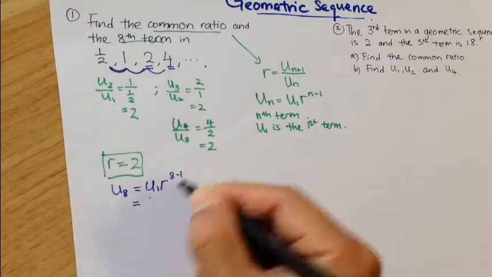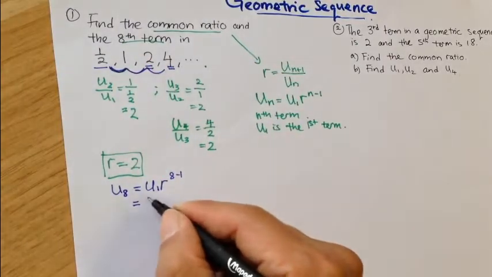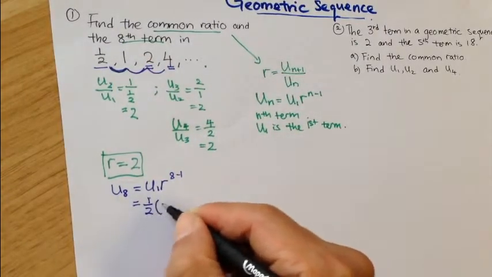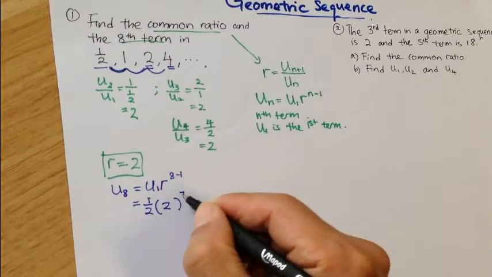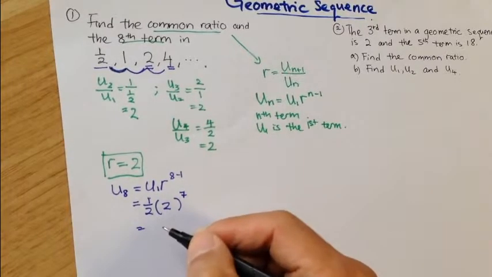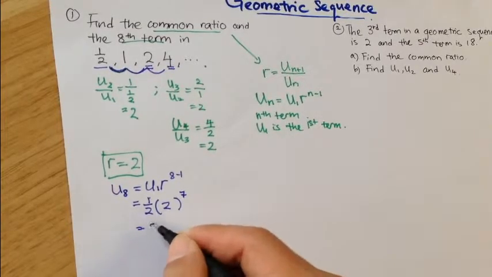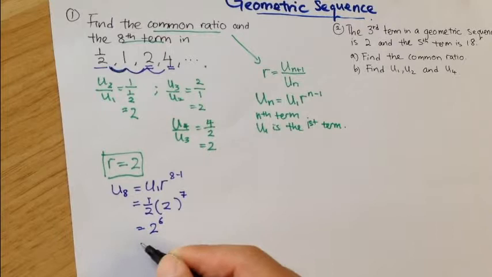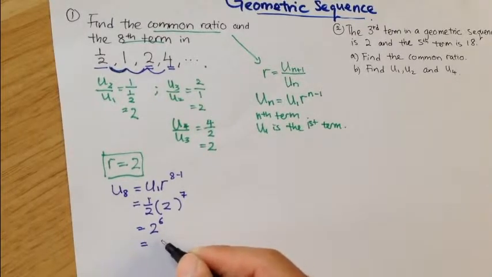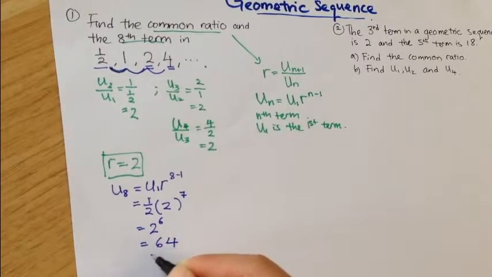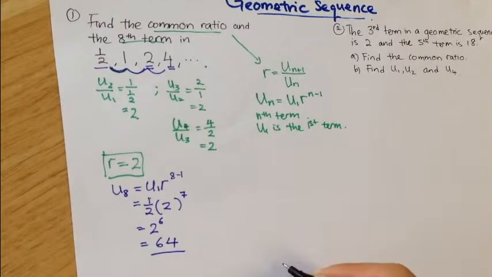The first term in here is given to be half, so it's half times r raised to the power of 7. So using the index law, 2 to the power of 7 divided by 2 is 2 to the power of 6. That is just going to be 64. So that's the answer.